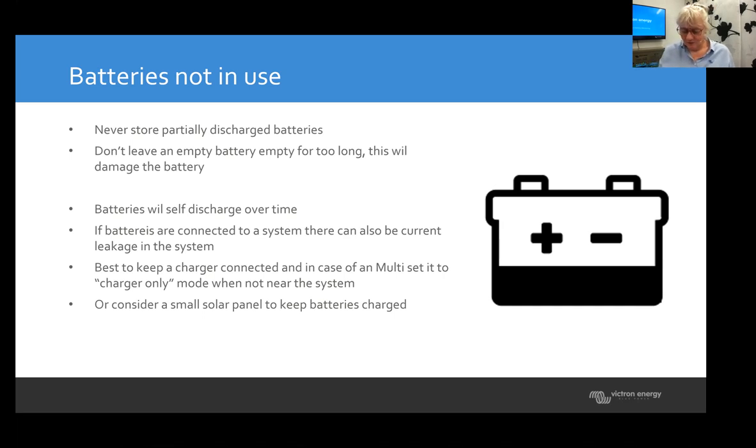So also when your motorhome or camper van is not used, it's a really good idea to plug a charger in there.